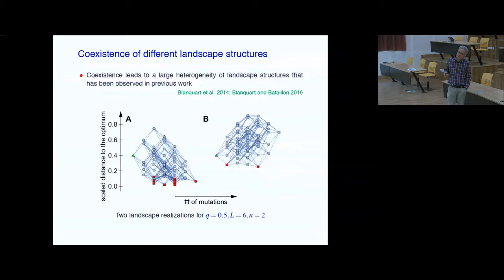So what is plotted here is again a rendering of the 6-dimensional hypercube, and what is plotted is essentially fitness. What is written here is the scaled distance to the optimum. This is the wild type, and these red things are local maxima, right? On the left, first of all, this landscape reaches rather high values of fitness, so these phenotypes are close to the optimum, and it has many maxima. This one doesn't get that far and has far fewer maxima.